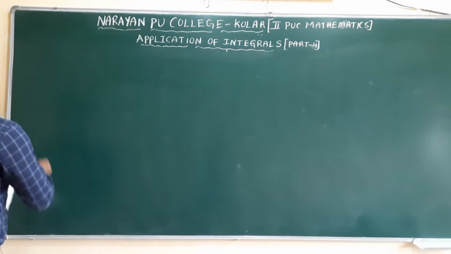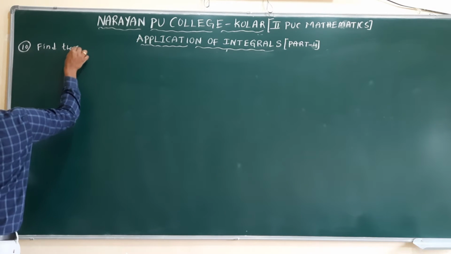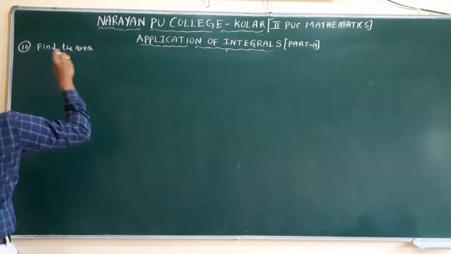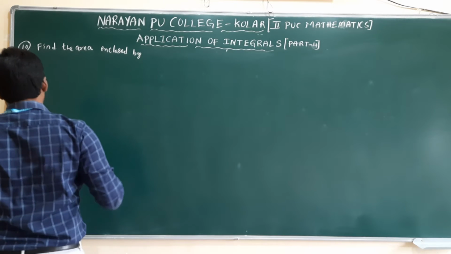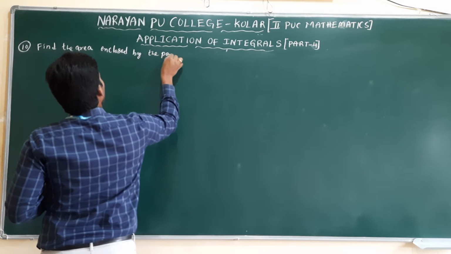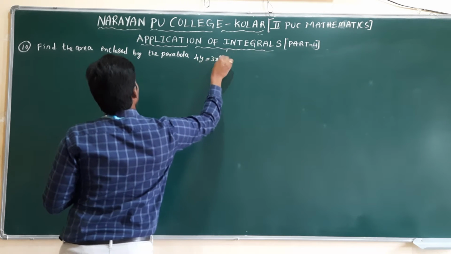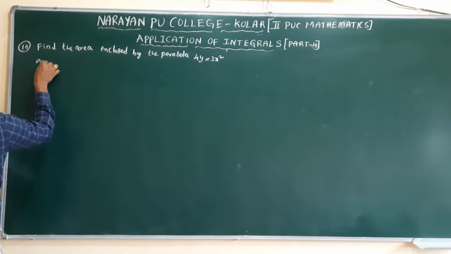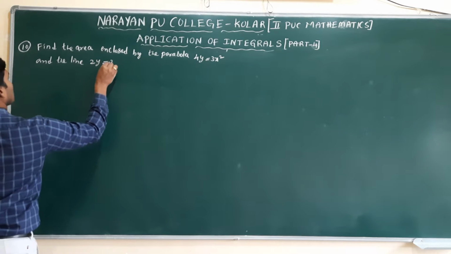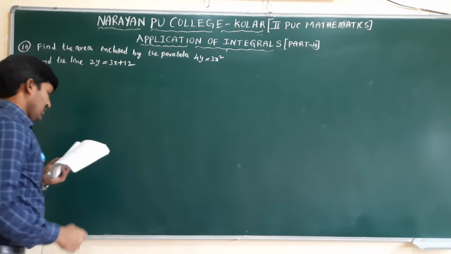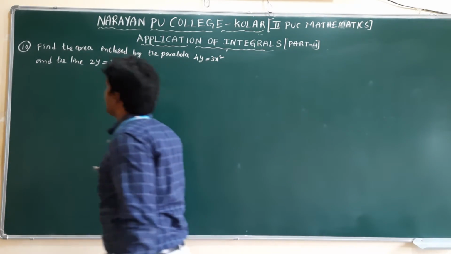So next, question number 10. Find the area enclosed by the parabola 4y equal to 3x square and the line 2y equal to 3x plus 12. Here one line and one parabola are given. Area between these two curves, we need to find the required region.